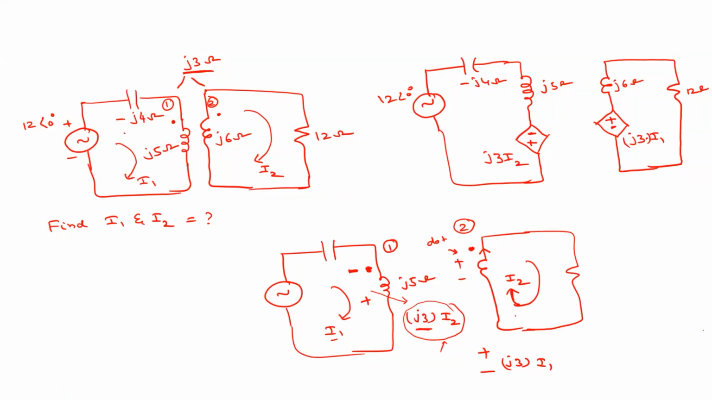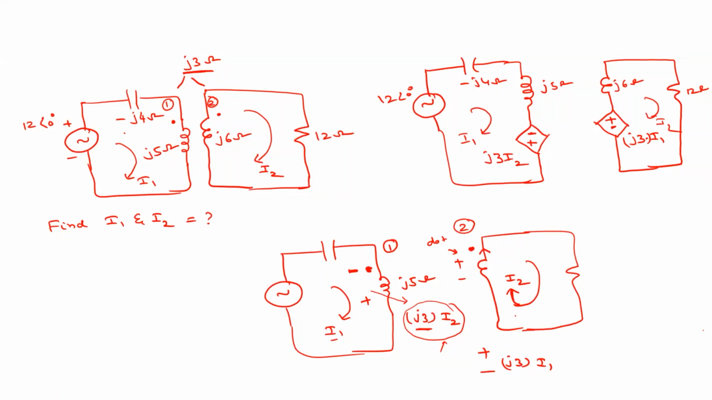Agree? Yes, sir. So why are we representing these with dependent sources? Here the induced EMF in the first coil depends on the second coil. Right? So that's why we represent it with a dependent voltage source. Clear? Right? So what is the next step? So this current is I1, right? Agree? And this current is I2. What is the next step?